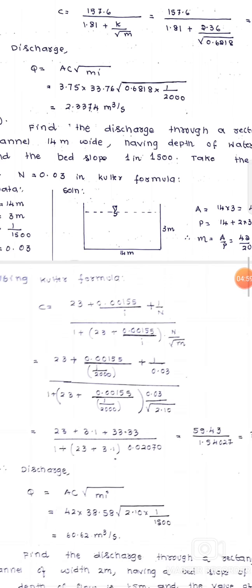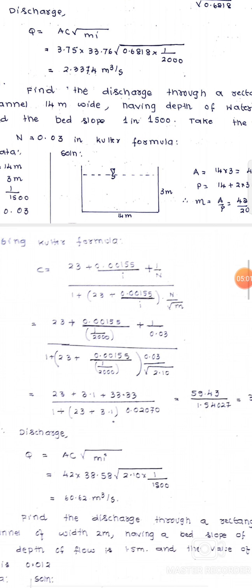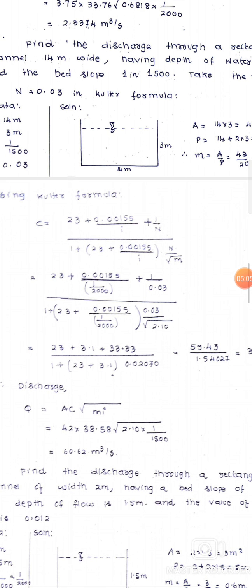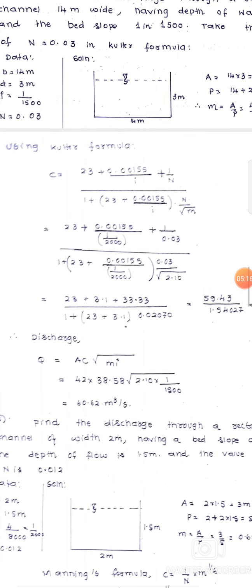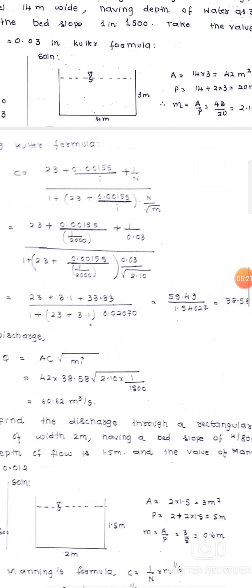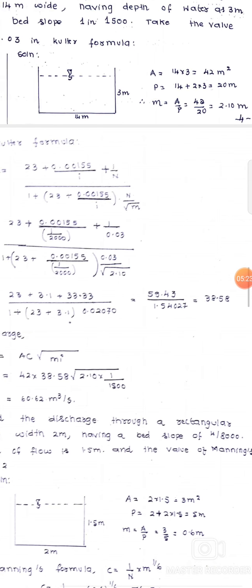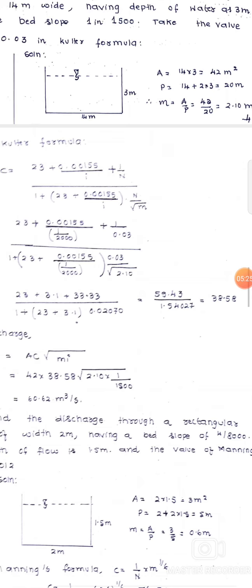Then we'll use the Ganguillet-Kutter formula, that is C is equal to (23 plus 0.00155 by I plus 1 by n) divided by (1 plus (23 plus 0.00155 by I) into n by square root of m). So after substituting, the n value will be 0.03 and the m value is calculated as 2.10, then you'll get the C value as 38.58.